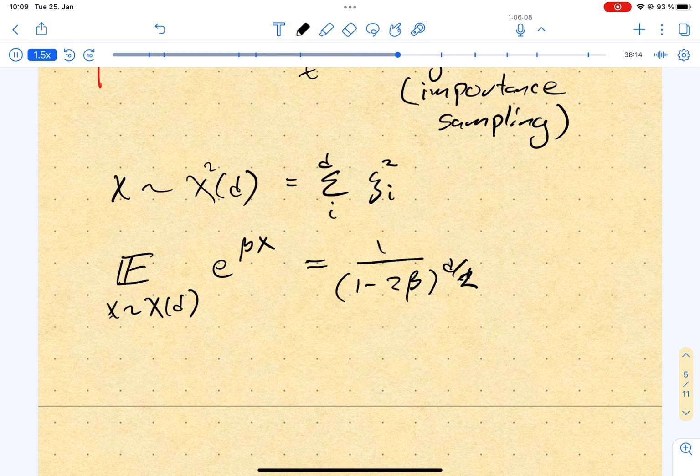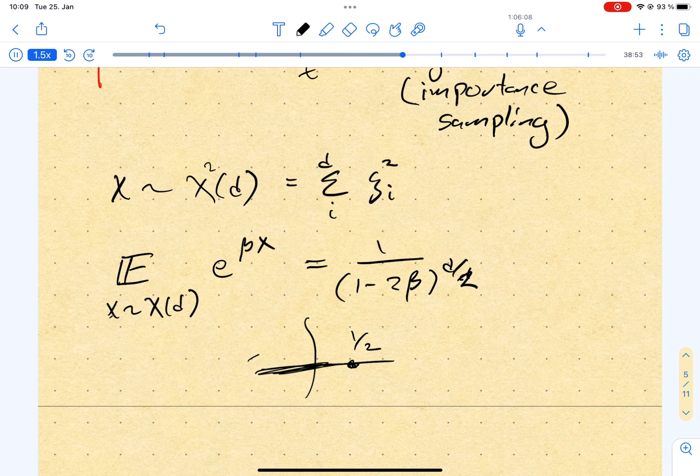Right, so there's a pole in this thing. If we draw our complex plane, there's a pole right at 1/2. So you can evaluate this thing when beta is small, but as soon as beta crosses this critical threshold, the expectation of this thing diverges to infinity.